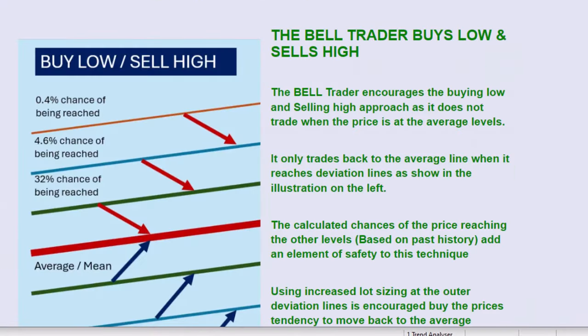So how do you trade this? On the chart you'll see an average line. You don't do anything when the price is near the average line. When it hits a deviation transaction line, you would enter a trade back to the average. So this system trades back to the average all the time, which makes logical sense. When it reaches the second one, it will trade back to the next deviation line, and the third one will trade back to the deviation. So you're always trading towards the average.